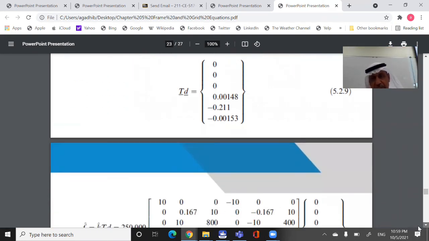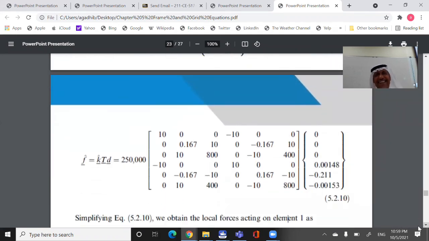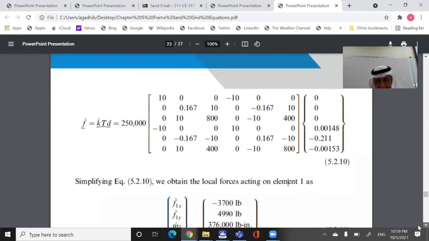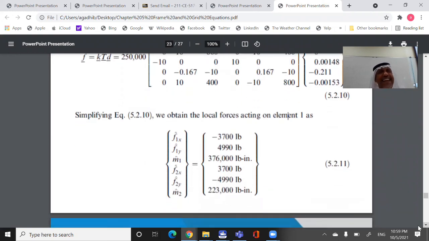Okay, let's see if he multiplied. This is the local K. This is the local displacement. It will give you what? Local forces? Okay, let us see the local forces. These are local forces. If you can draw these forces on member number 1, you master it. What does it mean, these forces? 1x, we have. Now I will draw member number 1.